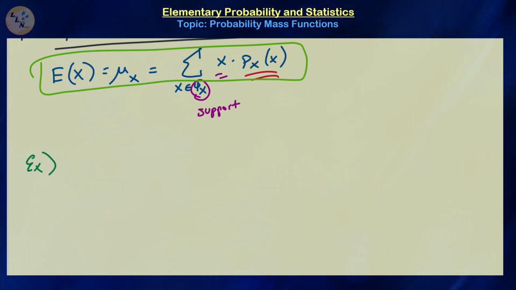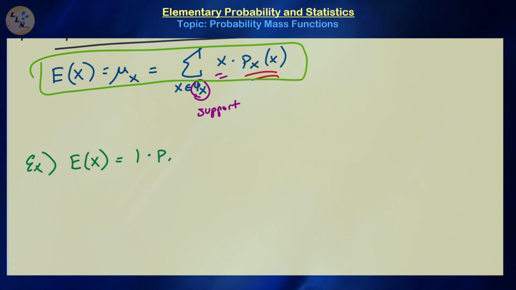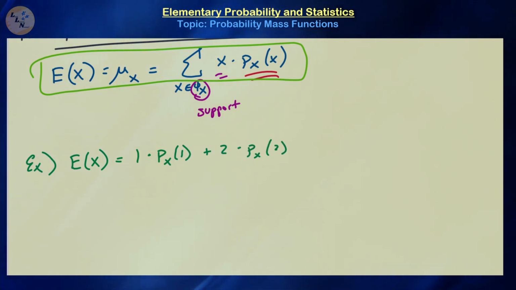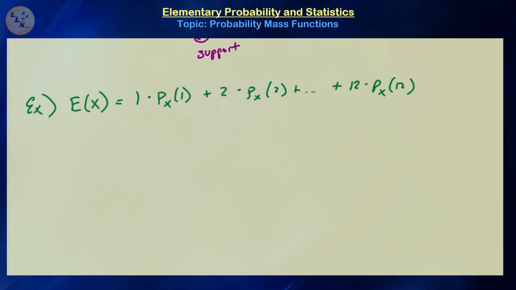So let's use the same exact example as before. You roll 2 dice and you look at the sum. So the expected value is going to be equal to, so what are all the possible values of x? It's going to be 1 times the probability of 1 plus 2 times the probability of 2 plus all the way down to the largest value, 12, times the probability of 12. So what is that going to be?